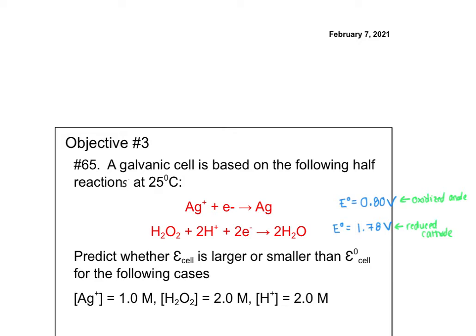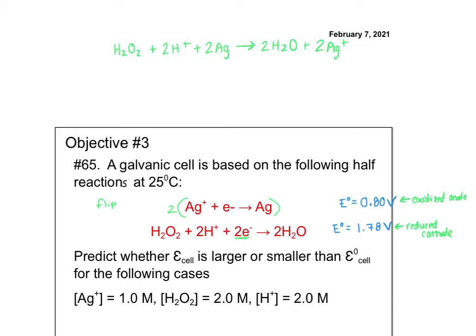So if we wanted to write a full balanced equation, I would have to flip this top reaction because it's the oxidation, because they're both written as reductions, and I see 2 electrons and 1 electron, so we're going to have to multiply this by 2. So let me write the full normal balanced equation with the electrons all canceled out. It would be H2O2 plus 2H plus 2Ag solid makes 2H2O plus 2Ag plus aqueous. So there's my normal balanced equation.